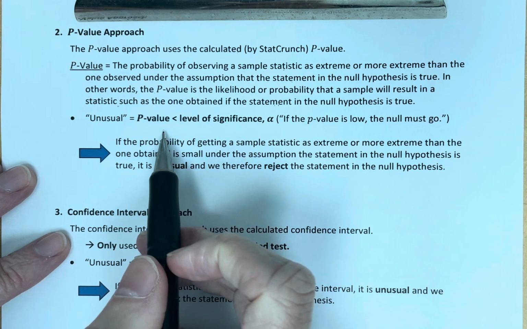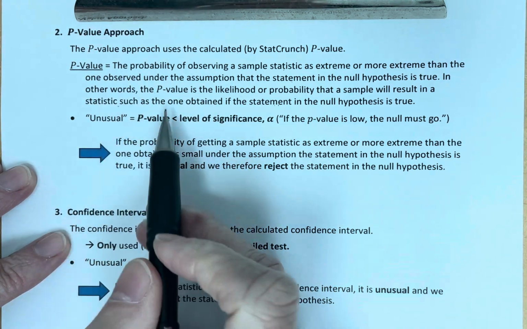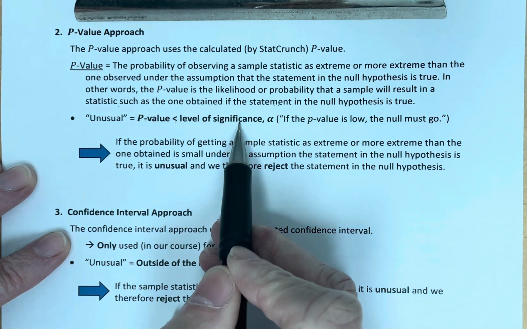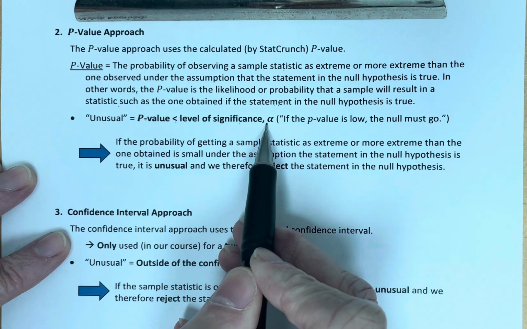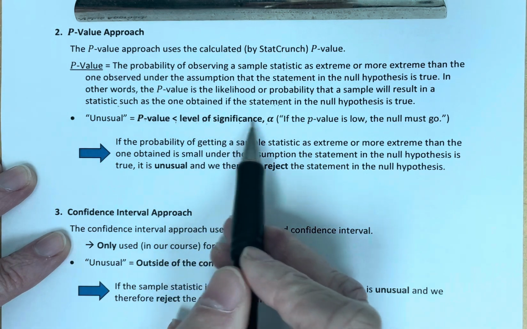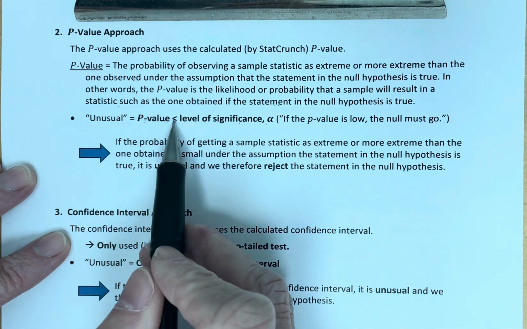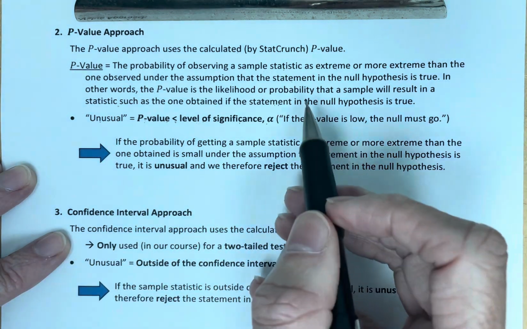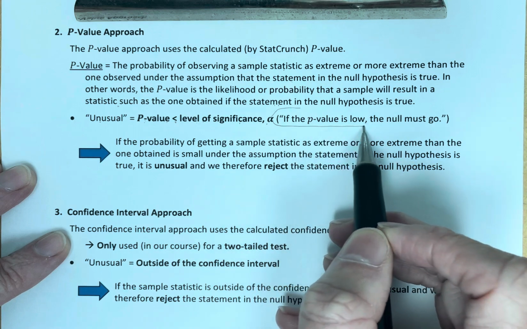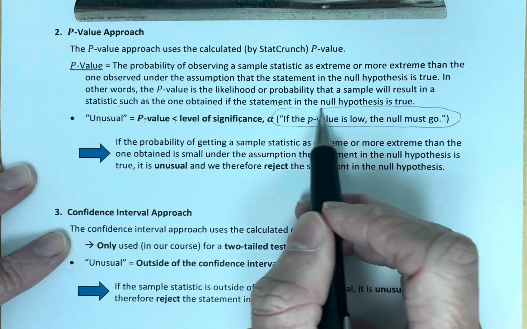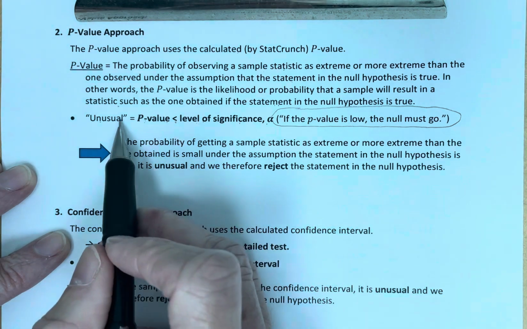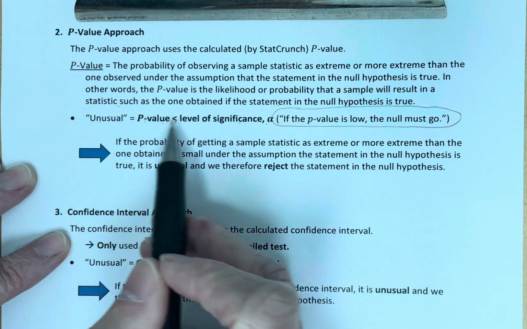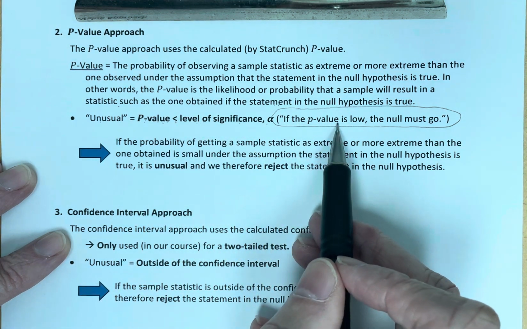What does unusual mean in the p-value approach? It means the p-value is less than the level of significance, which is alpha. We've discussed that before. We're going to be given a level of significance. If the p-value is less than that level of significance, it is unusual. And here's a cute little statement. If the p-value is low, the null must go. Unusual, the null has to go. Unusual is when the p-value is low. It's below the level of significance. So if the p-value is low, the null must go.